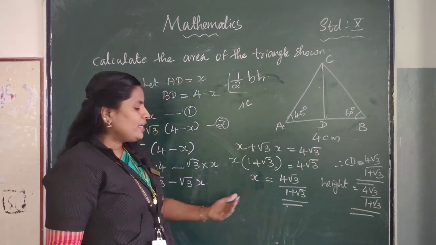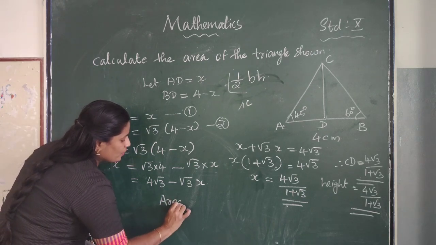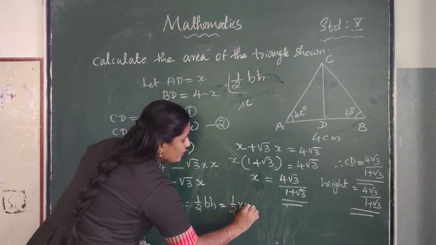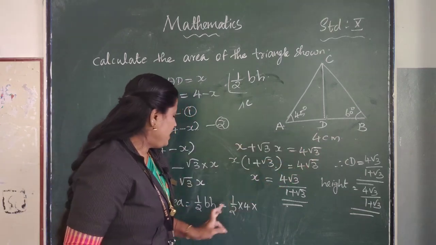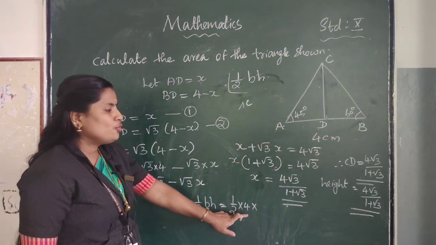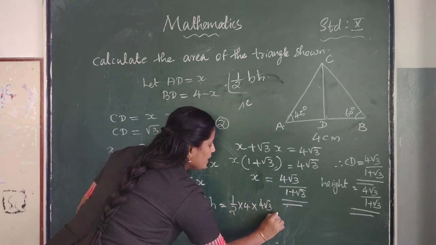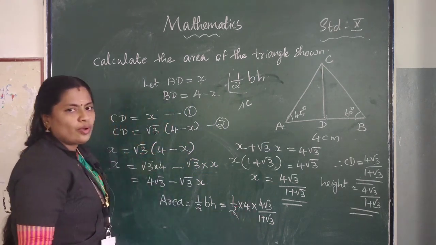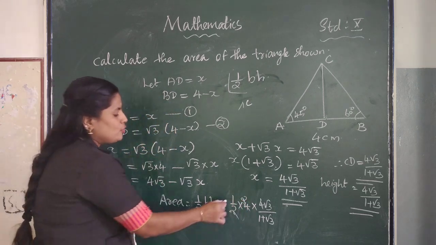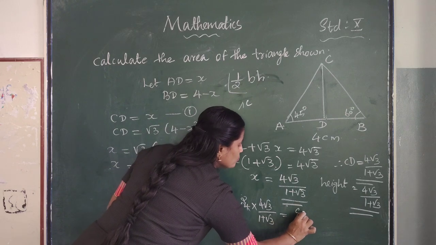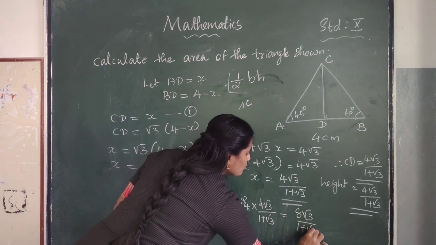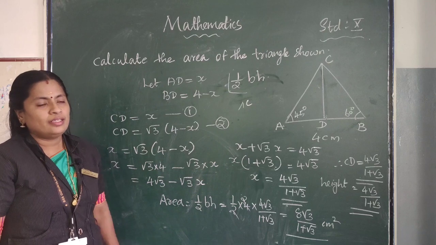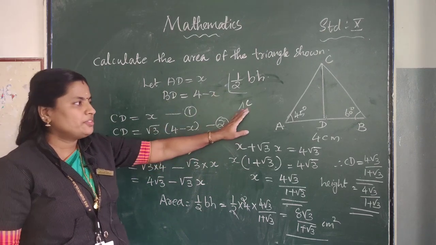Once we get the height, AB is 4 cm. So we can find the area equal to half bh, that is half into 4 into 4 root 3 divided by 1 plus root 3. Here we can cancel 2 and 4 two times. 2 into 4, 8 root 3 by 1 plus root 3 centimeter square. So this is the area of this triangle. This question is important, it is commonly seen in question papers.